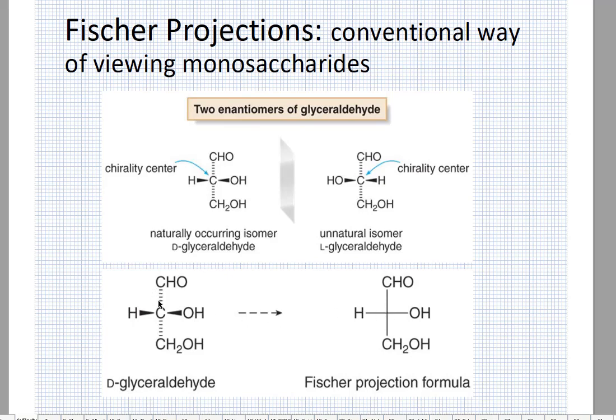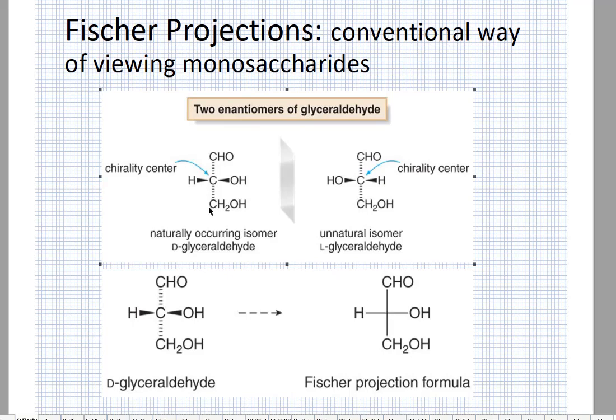The conventions as far as whether bonds are going towards you or away from you are very important, and if you were in my organic class, I would ask that you know that. But for now, all you need to do is identify the chiral carbons and recognize one enantiomer from another.